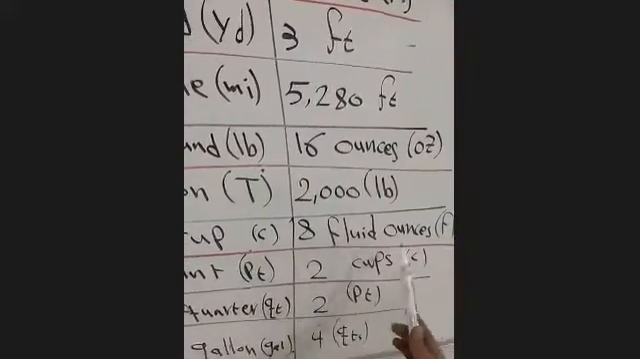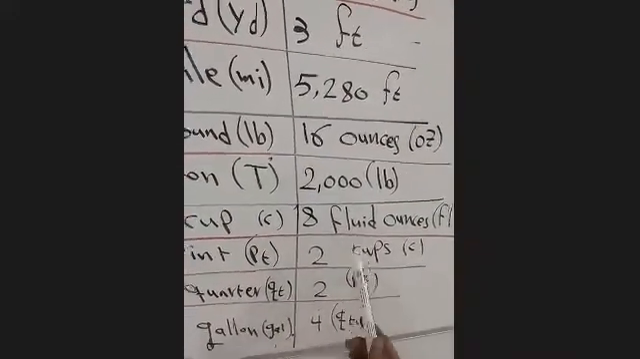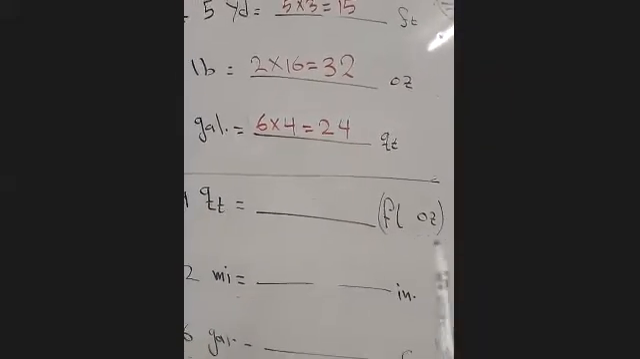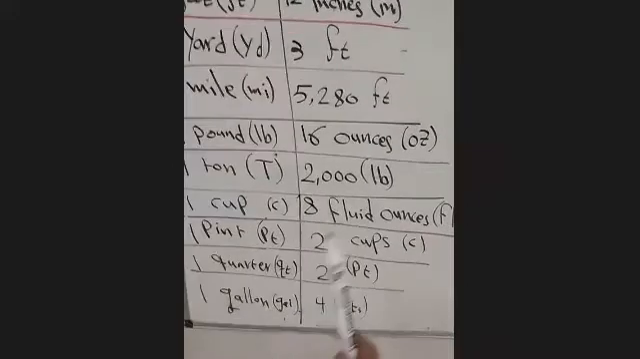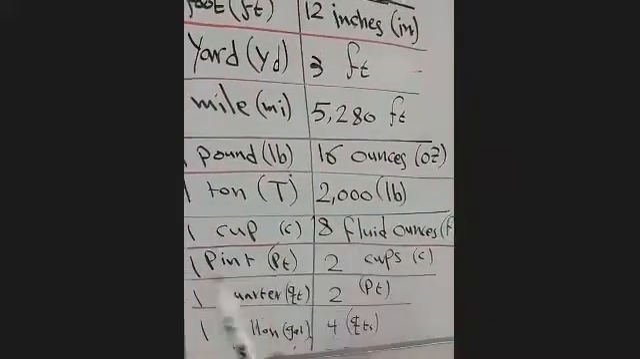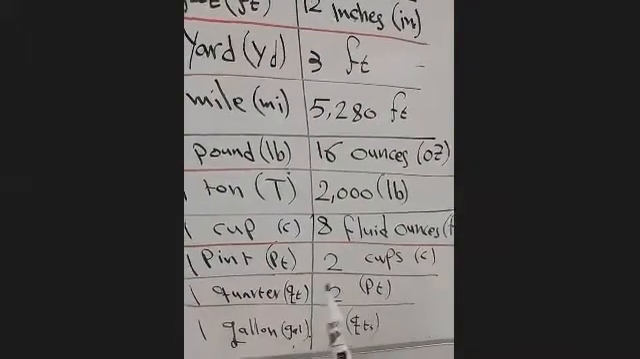To my wanted unit here, fluid ounces. So again, here I want to turn a quarter to fluid ounces. There is no direct relationship between a quarter and fluid ounces. So what I will do, I'll use the table. I will turn it from a quarter to pint, then pint to cups, then cup to fluid ounces.